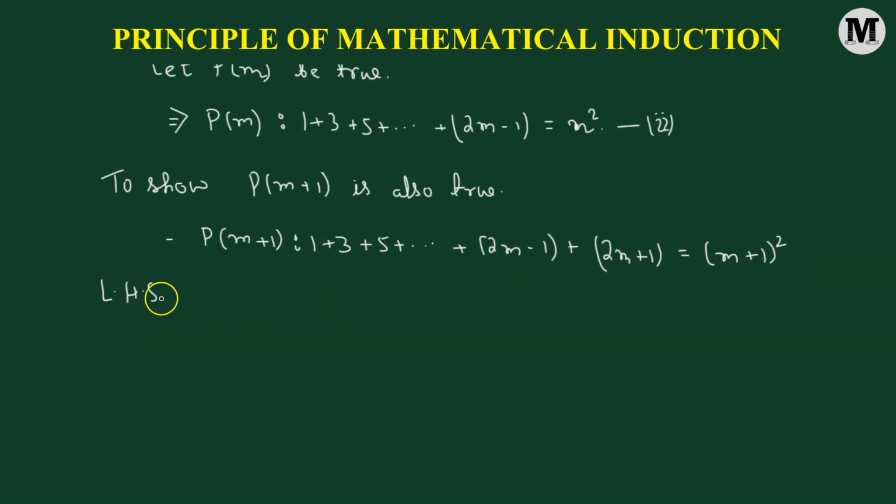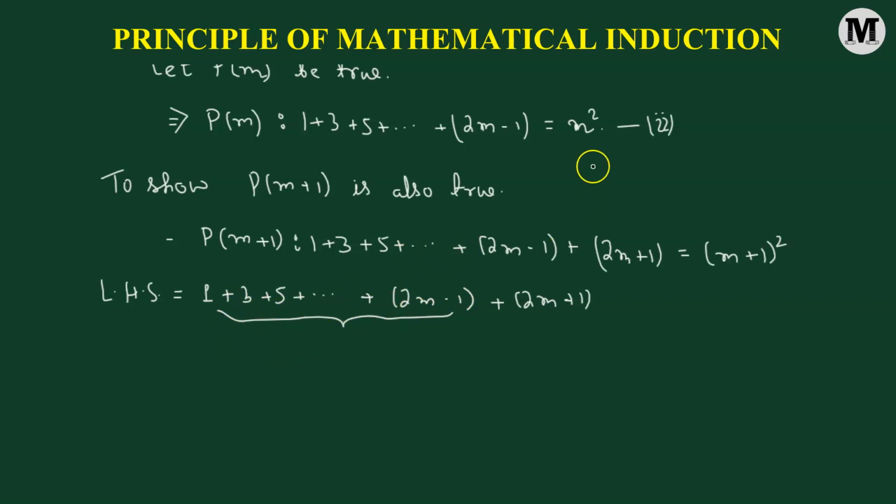Well, we'll start from the left hand side. On the left hand side, we have 1 plus 3 plus 5 going all the way up to 2m minus 1, and to it we are adding one more term, which is 2m plus 1. Now, the first m terms sum to m squared, as given in number 2, because we have already stated that P of m is a true statement. So we replace this with m squared, and we have m squared plus 2m plus 1.